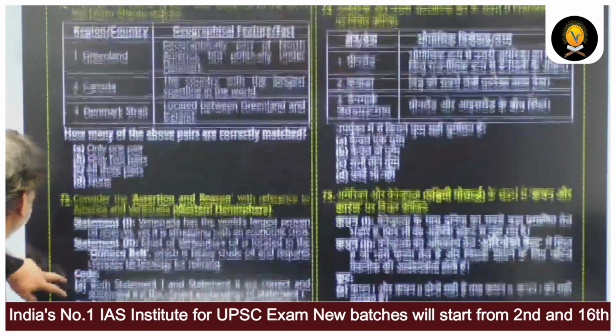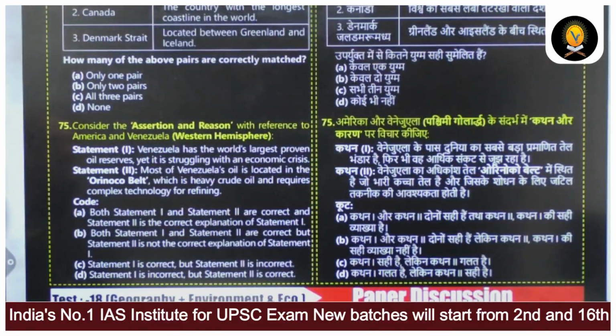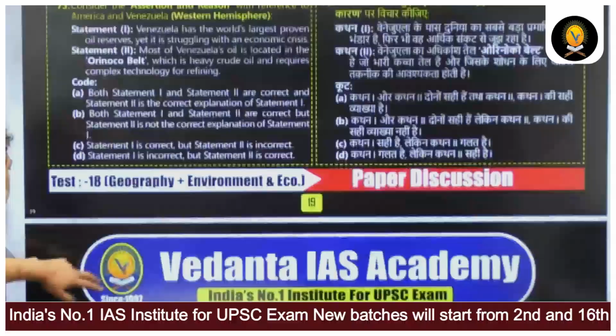Consider the assertion and reasoning with reference to Venezuela. Venezuela has the world's largest proven oil reserve, yet it is struggling with an economic crisis, correct. Most of Venezuela's oil is located in the Orinoco belt, which is heavy crude oil and requires complex technology for refining, yes. 75, both are correct and the explanation is also correct.